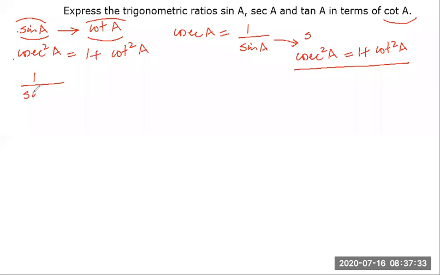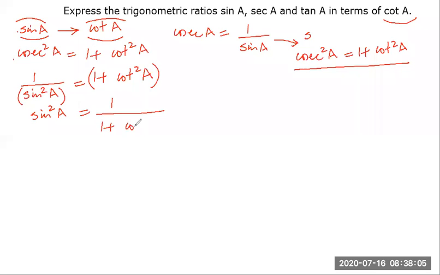So this is cosecant square A, so it will be 1 by sine square A. Had it been cosecant A, here I would have written 1 by sine A. It is equal to 1 plus cot square A. Am I right? So students, what will sine square A be equal to? Do cross multiplication. Sine square A will go here and this whole thing will come down. It would be equal to 1 by 1 plus cot square A.